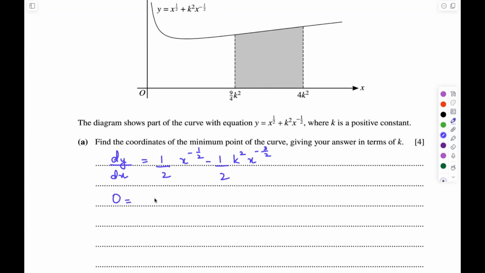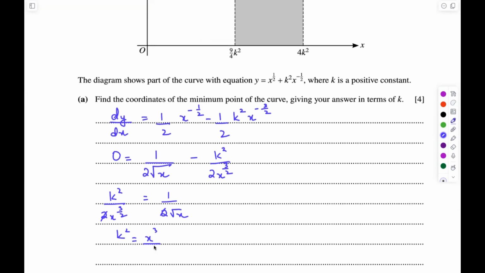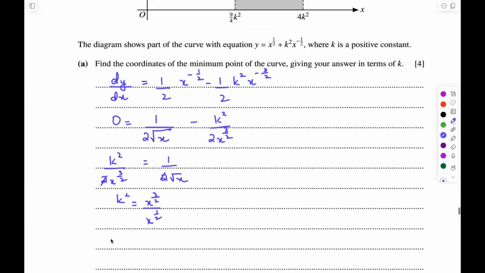We can write this as 0 equals 1, and we can write the powers of x as positive. So we can write it as 1 upon 2 square root of x minus k squared upon 2x to the power 3/2. Taking the negative on the left hand side, that will become k squared upon 2 into x to the power 3/2 is equal to 1 upon 2 root x. So cancelling the 2's, we get k squared is equal to x to the power 3/2 divided by x to the power 1/2. So 3/2 minus 1/2 will become 2/2, which is equal to 1. So k squared will be x.